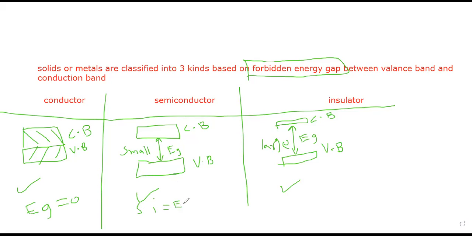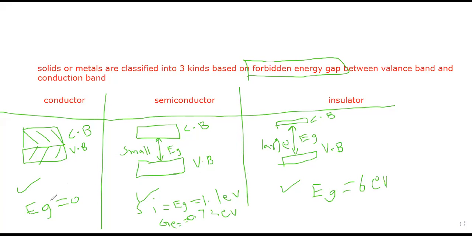Silicon semiconductor, 1.1 electron volt. Next, for germanium, EG is 0.72 electron volt. Next, here EG is very large, in the order of 6 electron volt.